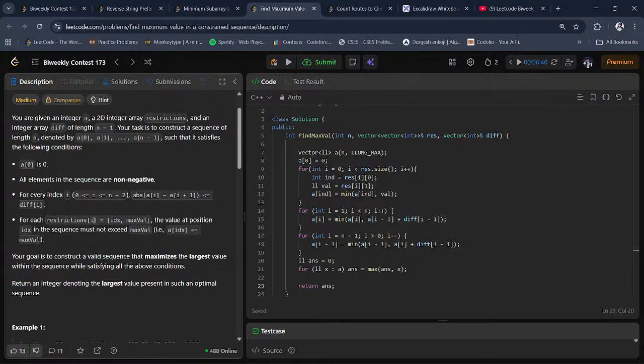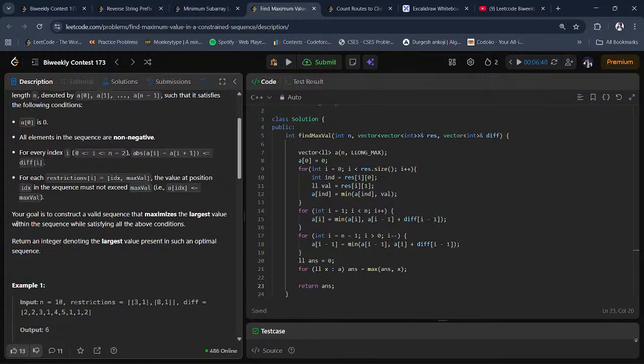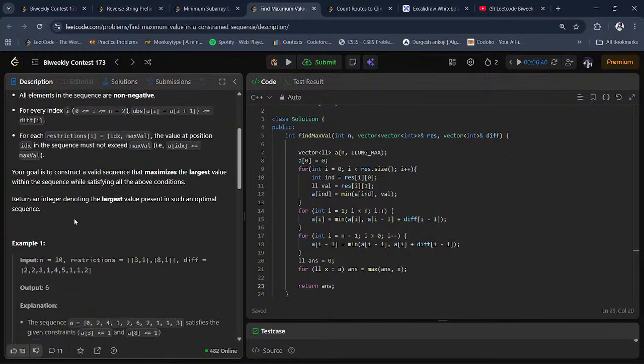For each restriction i, you're given an index and a max value. The value at position index in the sequence must not exceed the max value, that is a of index is less than or equal to max value. Your goal is to construct a valid sequence that maximizes the largest value within the sequence while satisfying all the above conditions, and return an integer denoting the largest value present in such an optimal sequence. So the thing is, we need to return the largest value.